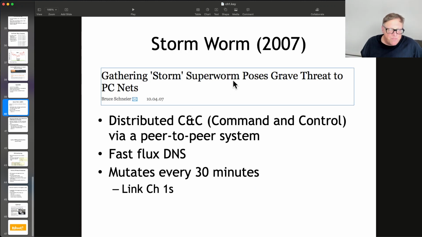Then the Storm worm had a command and control center that used fast flux DNS, so it would mutate this one every 30 minutes.